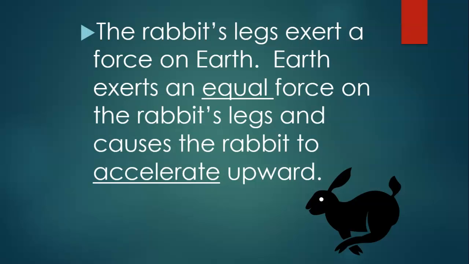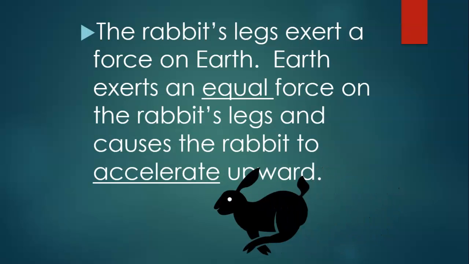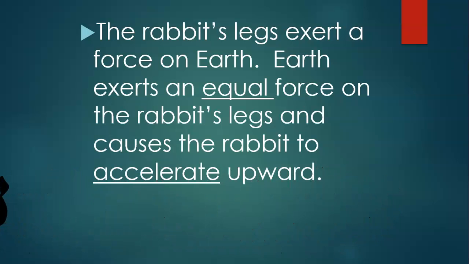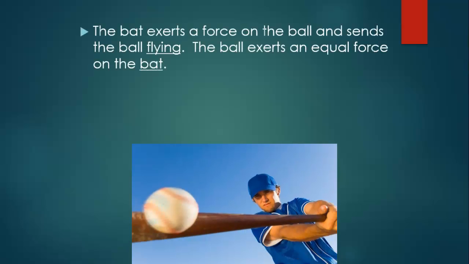All right, here we've got a rabbit. The rabbit's legs exert a force on the earth. The earth then pushes back with an equal force on the rabbit's legs. This causes the rabbit to accelerate upward. Or, well, okay, he didn't exactly go up, but he went across. He accelerated.